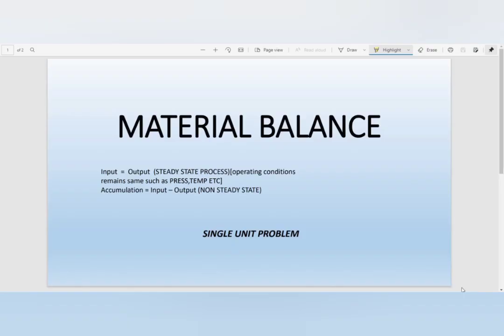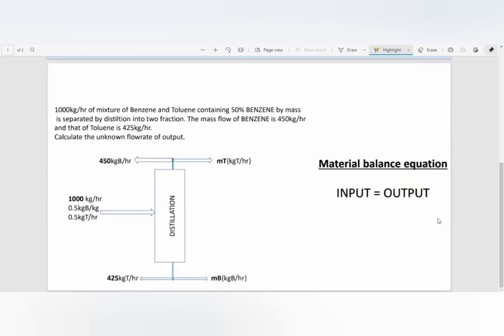In this video, we will be studying material balance, also known as mass balance. At first, we understand the basic concept of material balance, and then we will be applying material balance on a single unit system. We will solve this particular problem in this video.